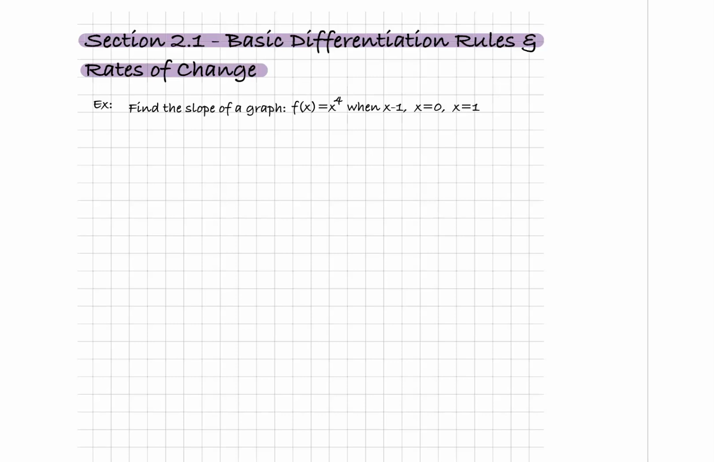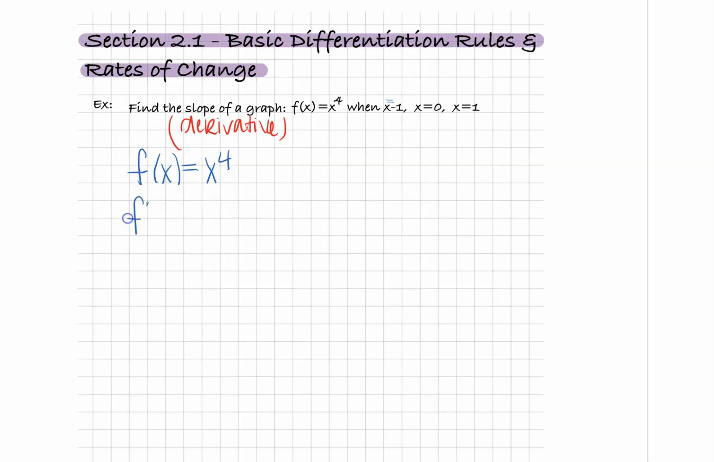This one says, find the slope of the graph f of x equal to x to the fourth when x is negative 1, when x is 0, and when x is 1. Now, in order for me to find a slope at an individual point, you want to be thinking derivative. So when you saw this word and you saw that it said slope, in your mind, I want you to think slope, derivative. And so we're going to take our function, and I'm going to say f of x is equal to x to the fourth.